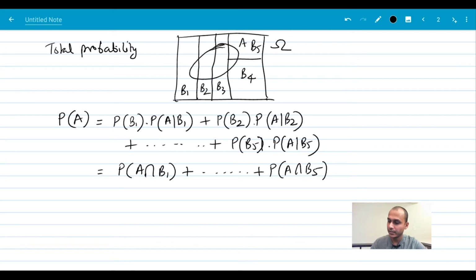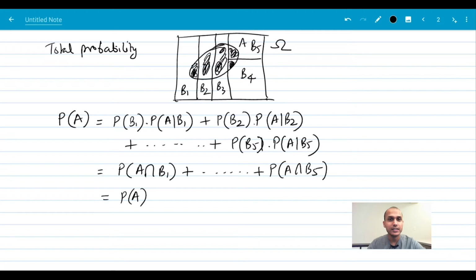And you can see that probability of A intersection B1 is this region, probability of A intersection B5 is this region, and similarly A intersection B4 is this region, probability of A intersection B3 is this region, and probability of A intersection B2 is this region. So it is essentially equal to probability of A.